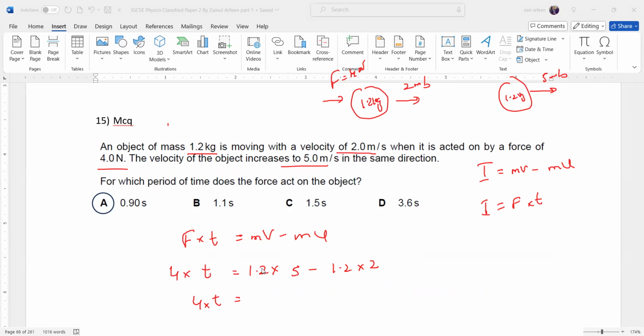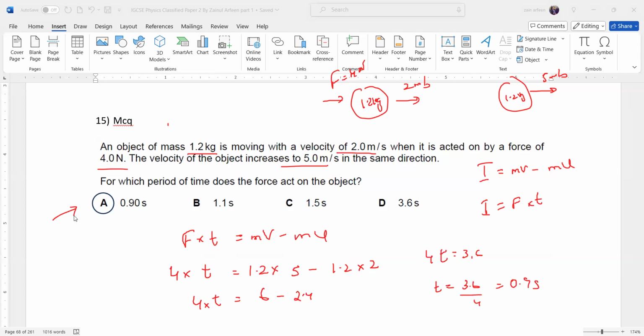So 1.2 multiplied by 5 will be equal to 6. And this will be 2.4. So 4t is equal to 3.6. If we need t, then 3.6 divided by 4 is equal to 0.9 seconds. So A will be the right answer.